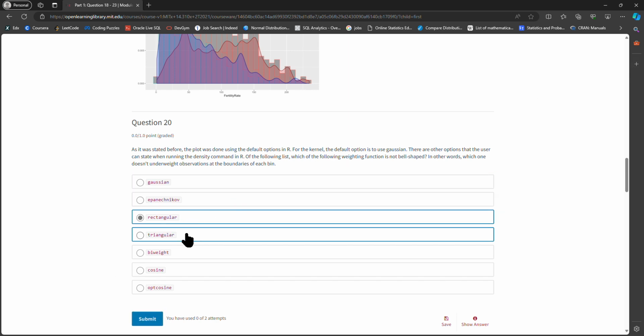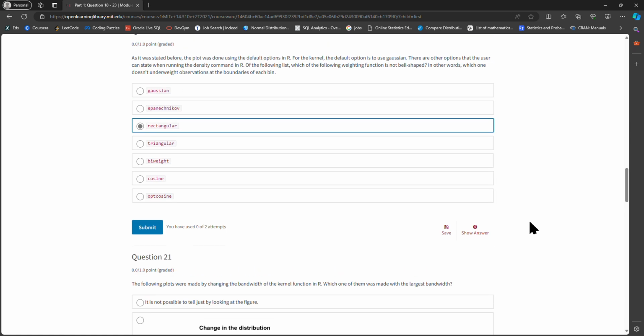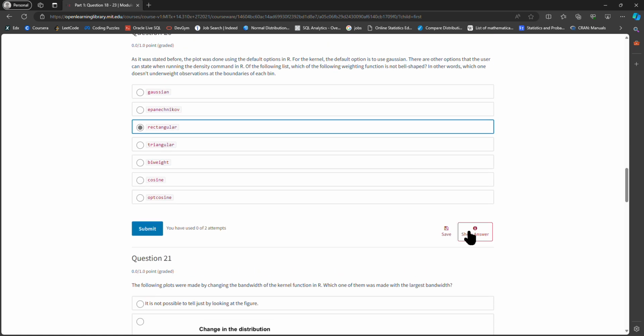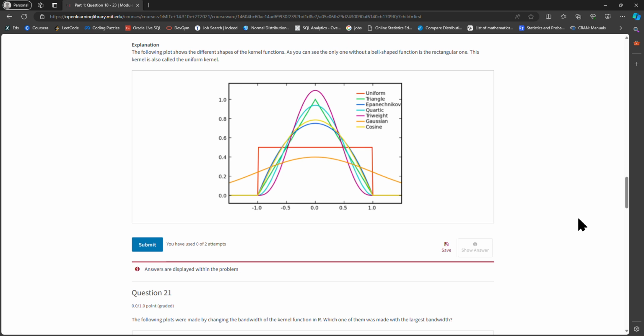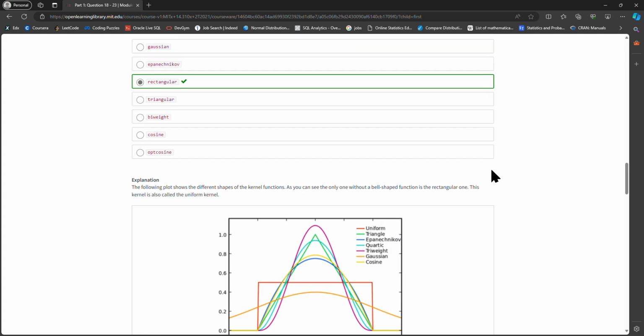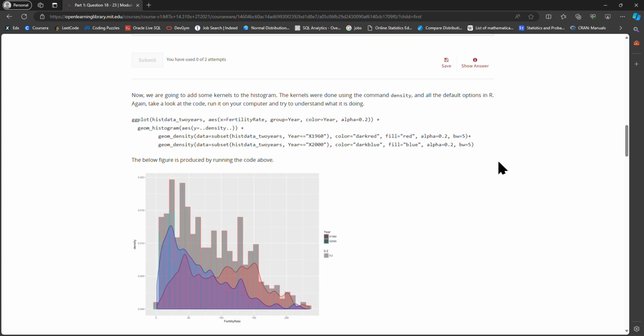This one is not bell-shaped. Let's see if it's right. It is. It drops sharply as it gets to the edge. There's no smooth curve here, so that's why it is not bell-shaped. And this is the correct answer.